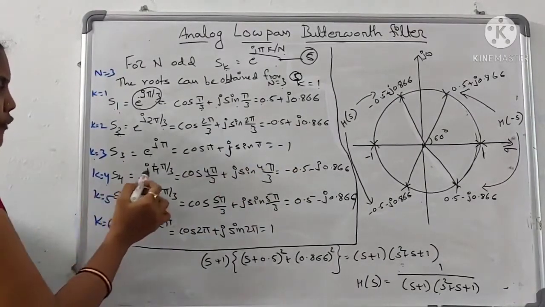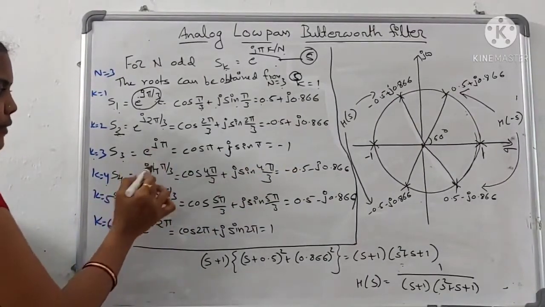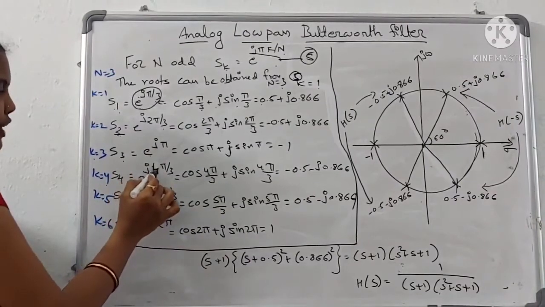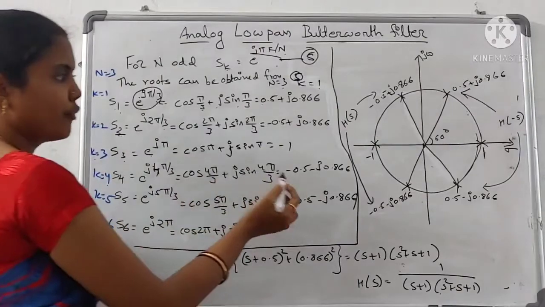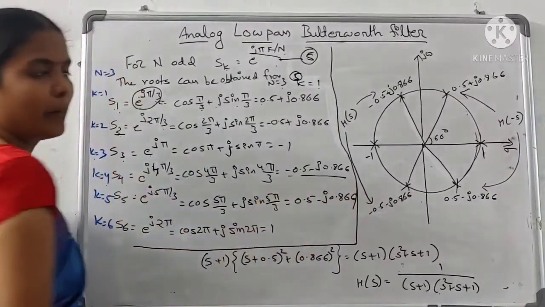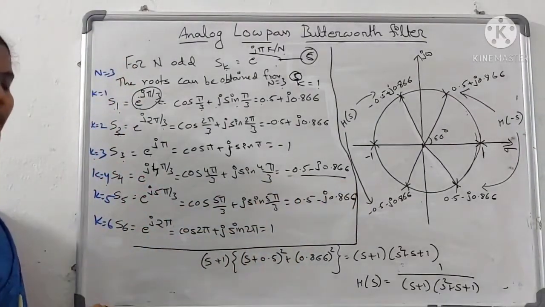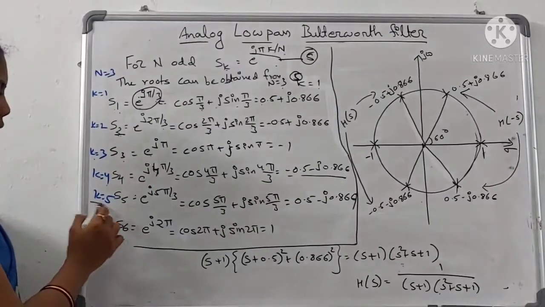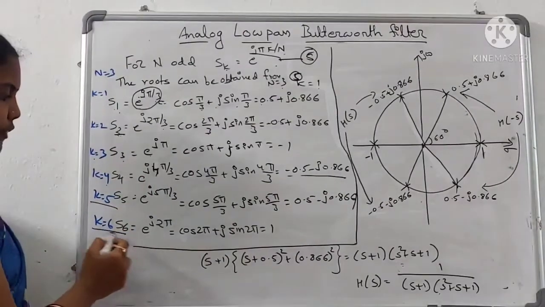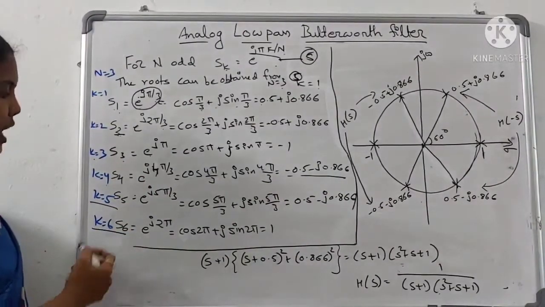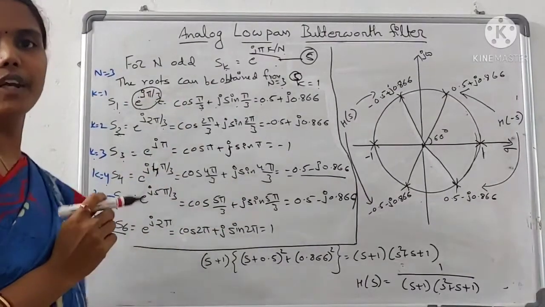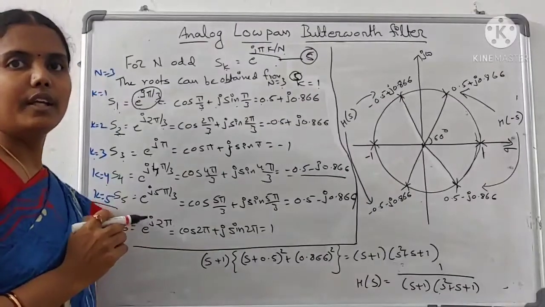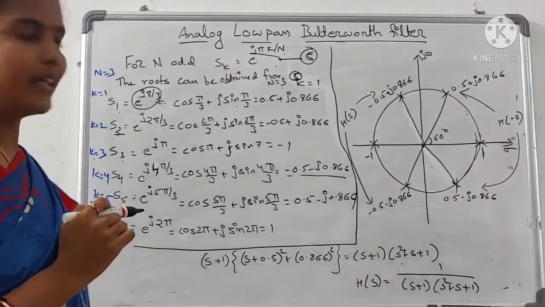Now k is equal to 4. Here the value is e power j 4 pi by 3. Cos 4 pi by 3 plus j sin 4 pi by 3. Here the value is minus 0.5 minus j 0.866. Okay. Now k is equal to 5, and in the same way for k is equal to 6. After finding all the values, the poles are located in the S-plane.